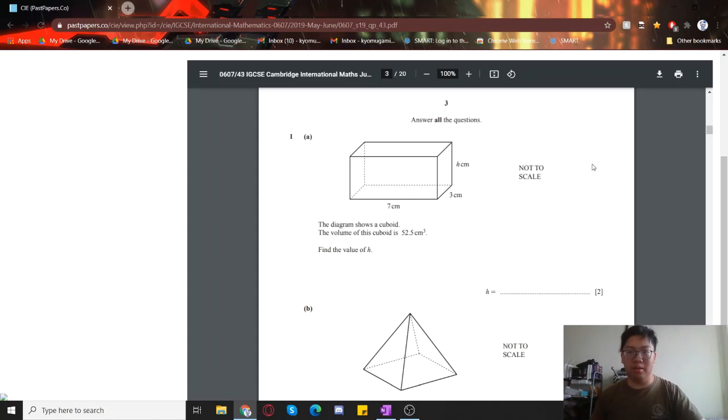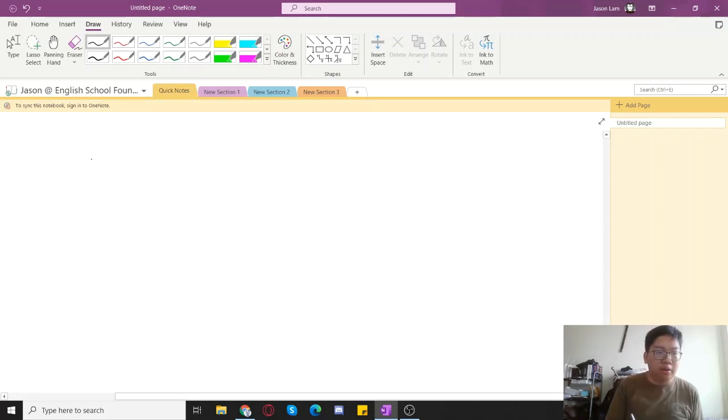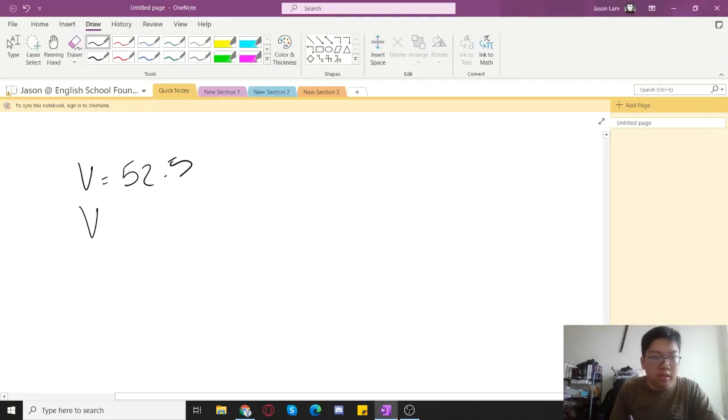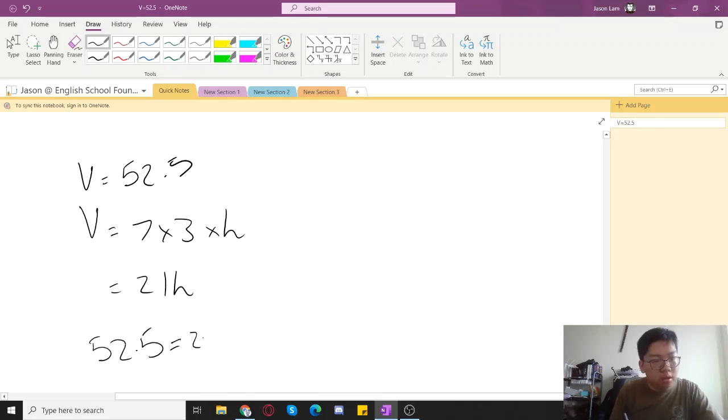So let's just jump into it. Answer all the questions. Okay, it shows a cuboid. The volume of this cuboid is 52.5 cm cubed, and we need the value of h. Well, this is very simple. We know that V equals 52.5, and V is also equal to 7 times 3 times h. So we get 21h. We replace that with that, and it's just math from there.